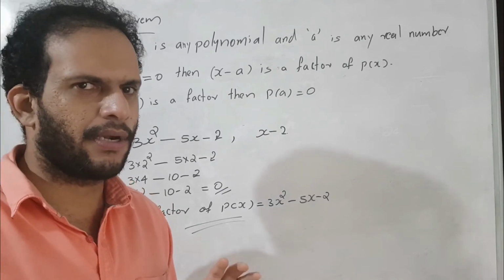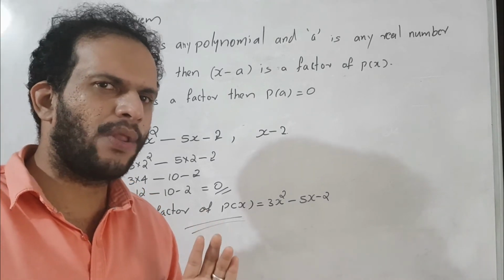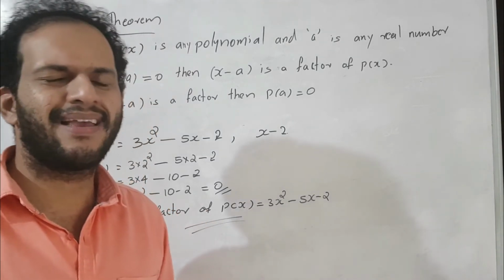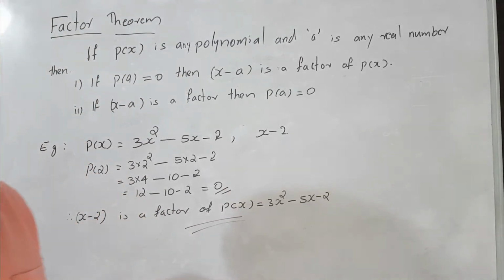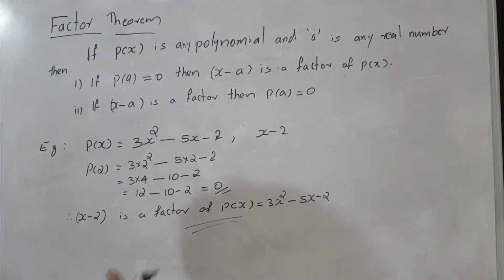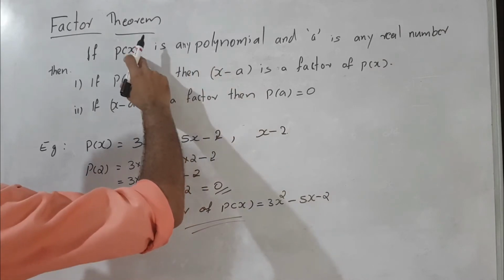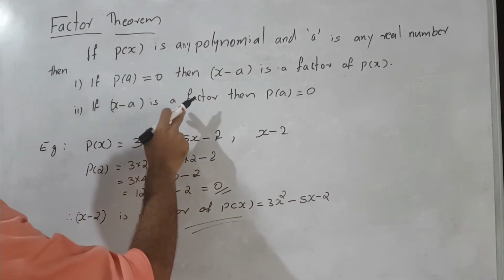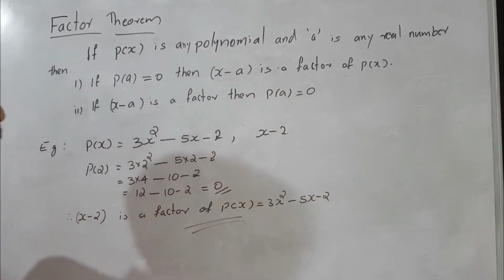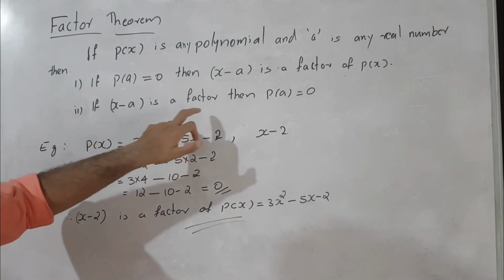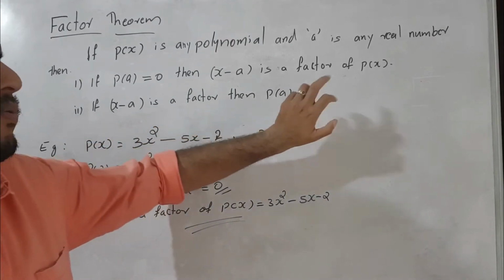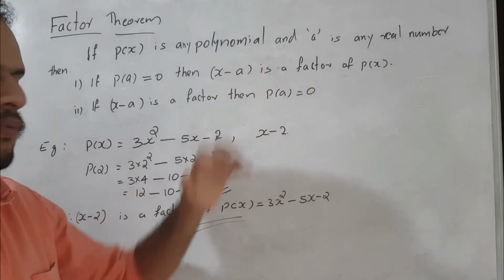That is the first condition: if the value of P of a is equal to 0, then x minus a is a factor. The second condition is just the opposite. If x minus a is a factor of P of x, then what is the value of the remainder? The remainder is 0. If x minus a is a factor, then P of a is equal to 0. That is the opposite of the first one.